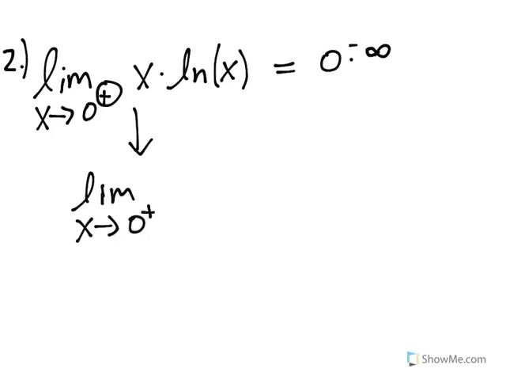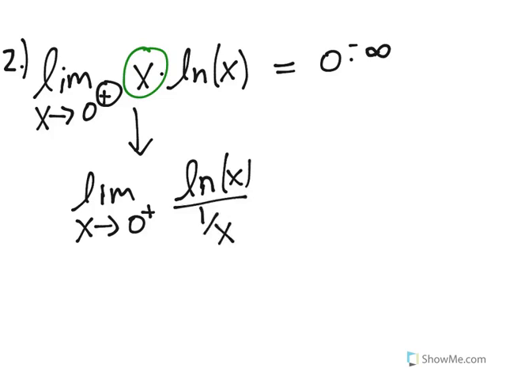Remember, if you can have 0 over 0 or infinity over infinity, you need to have a fraction there somehow. So here's how we're going to create a fraction. I'm going to take this part, the x in the front, and move that to the bottom of the fraction by making it 1 over x. So this is going to be the natural log of x on the top, and on the bottom it's going to be 1 over x, and that's exactly the same thing algebraically, just rewriting it in a little bit of a different way.